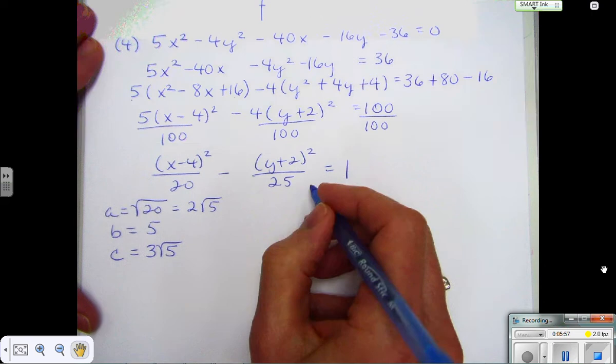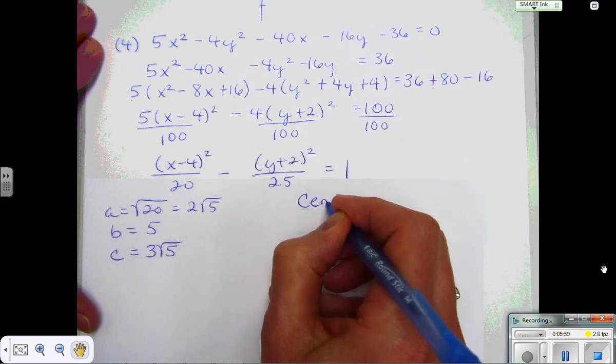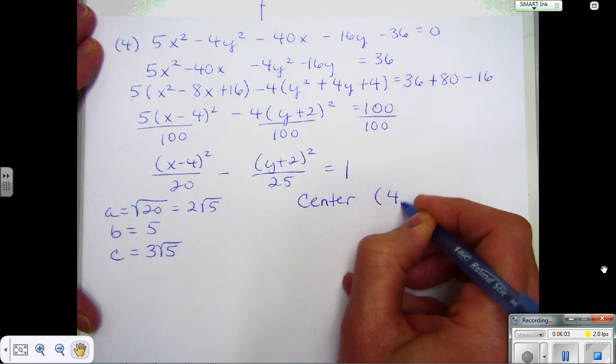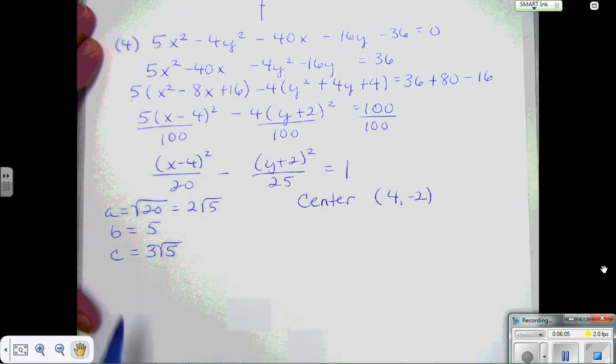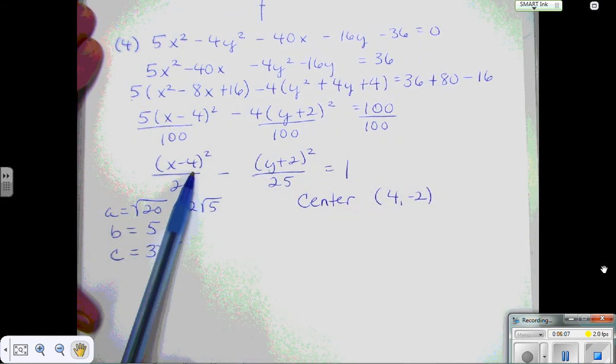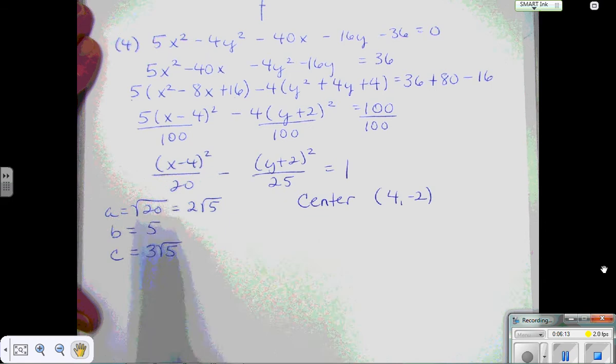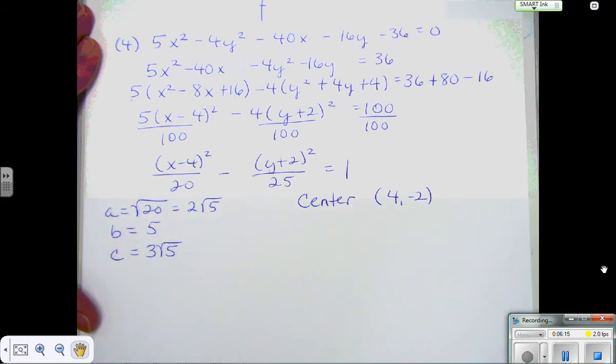Okay, so on this one, the center is going to be different. It's 4, negative 2. So make sure you're looking for your x to get the h and looking for your y to get the k. Don't just automatically put it in, this is x, this is y.